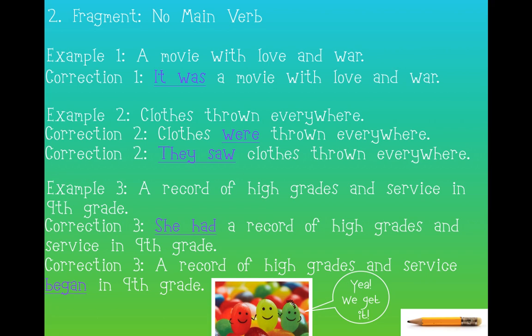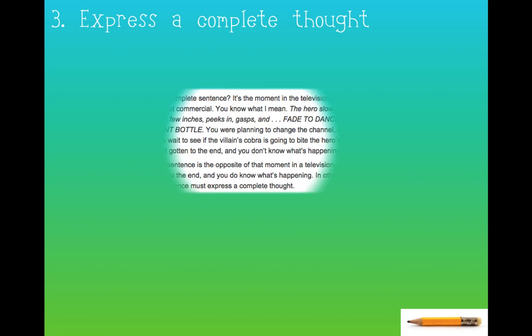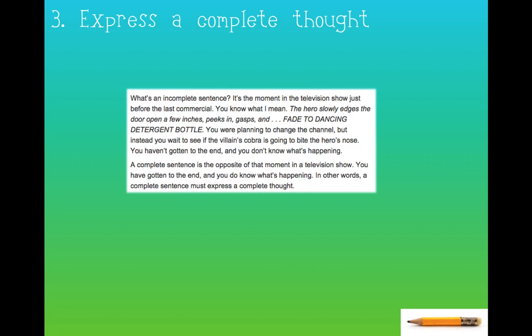So we're moving on to the third way that you can have a fragment, and that's not expressing a complete thought. But before we move on to looking at errors, we're going to look at what it looks like, or what it means, to express a complete thought. Here's an example that I found that I thought expressed pretty well what a complete thought was. So I'm going to read it to you.